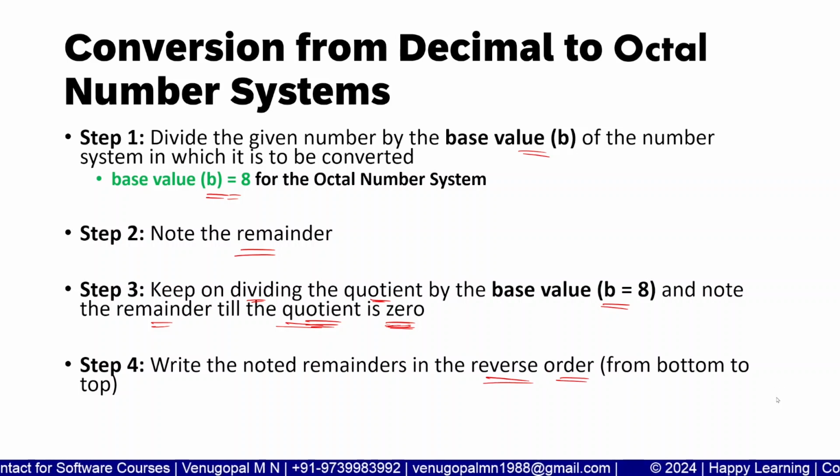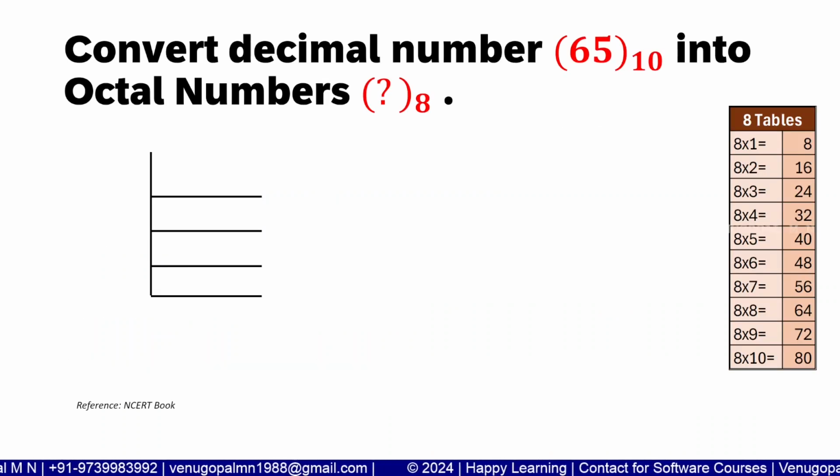So pause the video, read through the steps. You'll be able to understand the steps in detail. However, let us see each of the steps in detail in the next video. Let us take an example. Convert a decimal number 65 into an octal number, base 8.